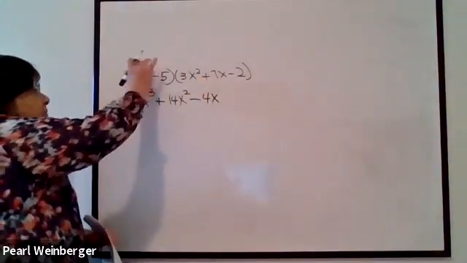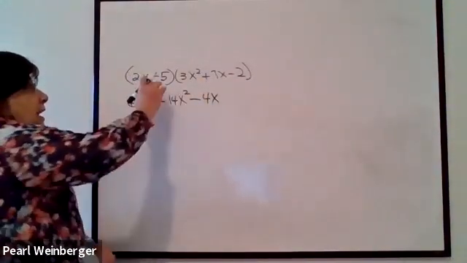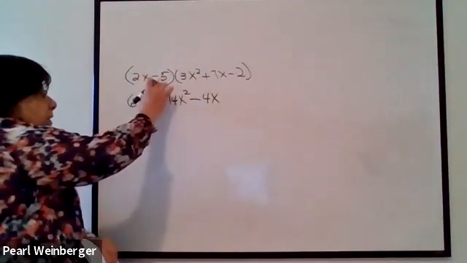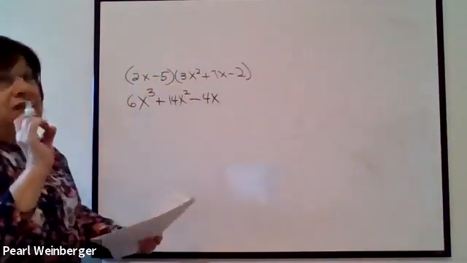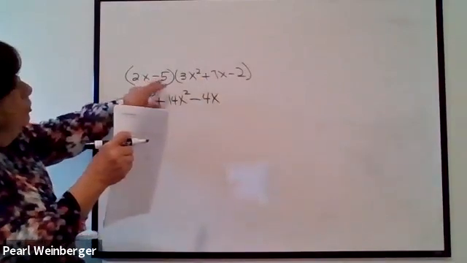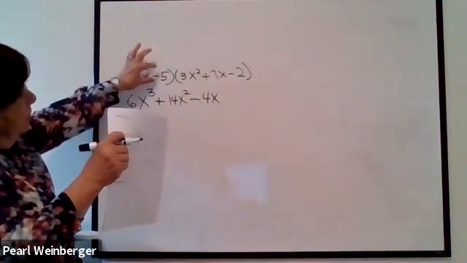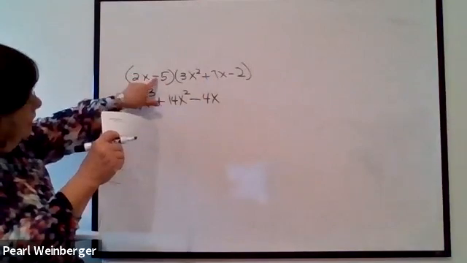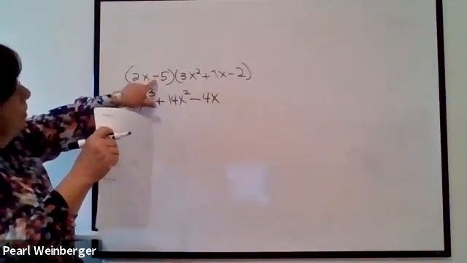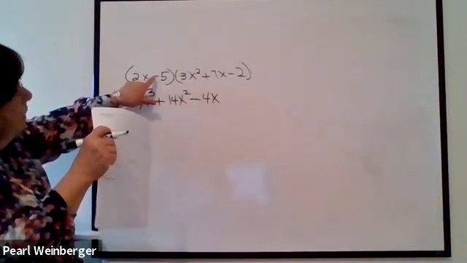After I've multiplied everything by the 2x, I take my next term. Now remember, the next term is not just plain 5, it's a -5. The sign goes together with the number it precedes. So this is a negative in front of the 5. I'm going to multiply now everything by -5.